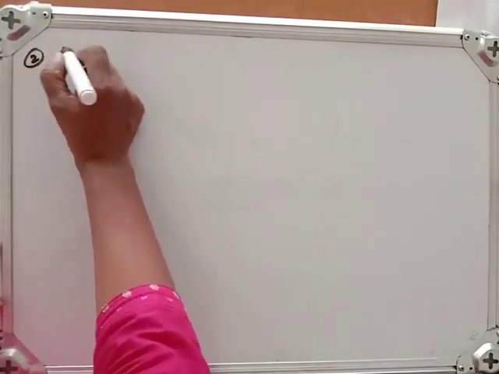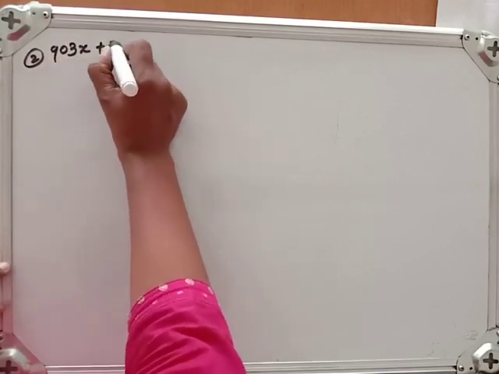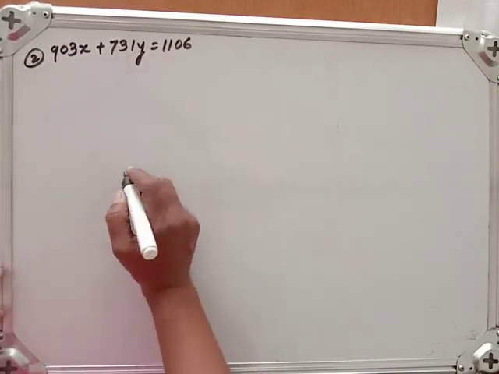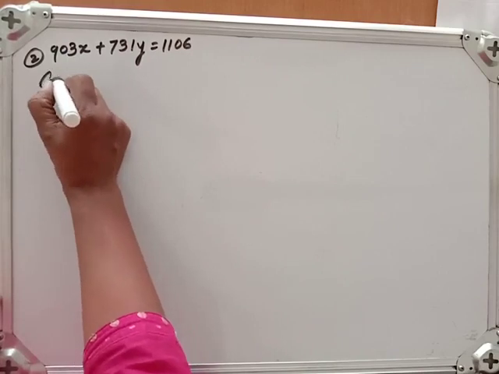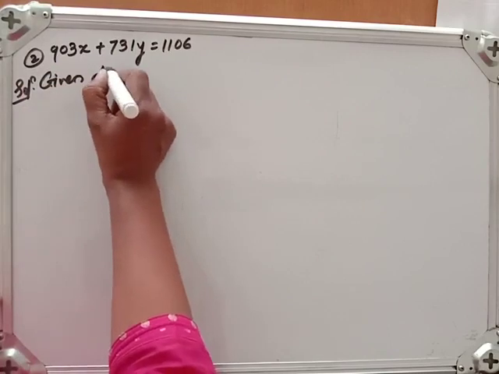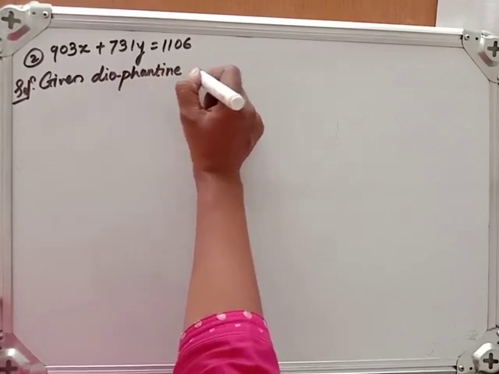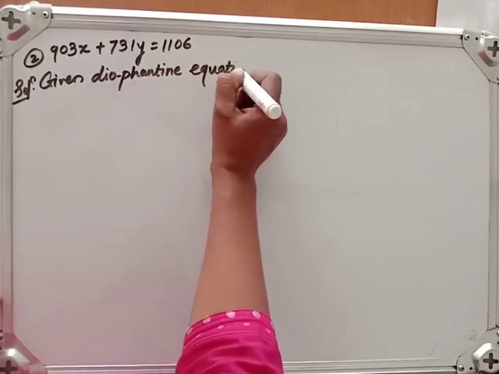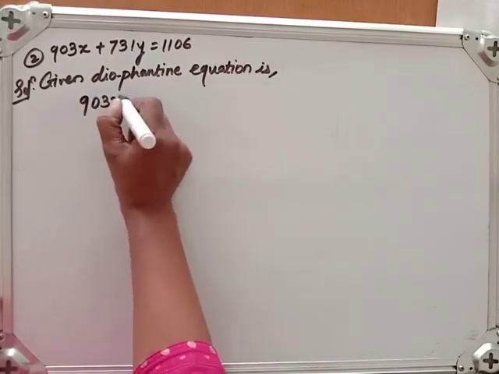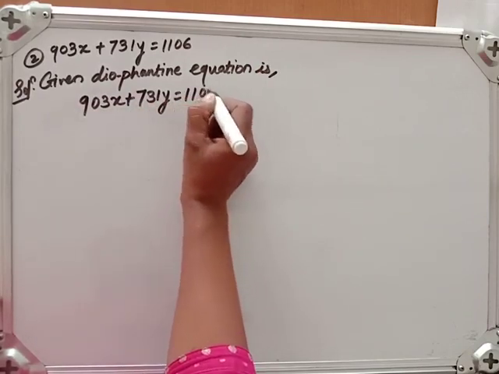So second, suppose 903x + 731y is equal to 1106. Now given solution, the given Diophantine equation is 903x + 731y is equal to 1106.